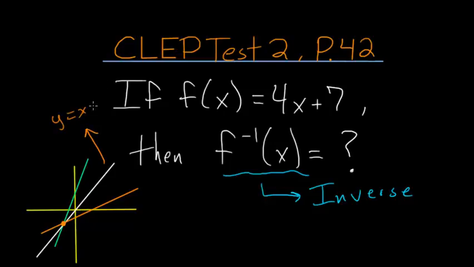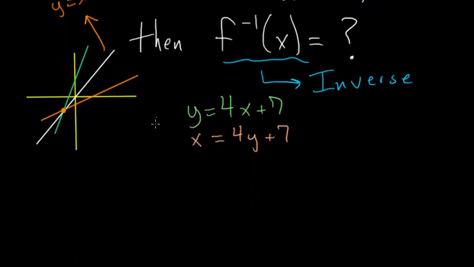y equals x. And the way to figure it out analytically, we'll take our function and set it equal to y. So y is 4x plus 7. And then what we'll do is we'll switch x and y and then solve for y again. So switching those, x is equal to 4y plus 7. And now we can solve our equation for y.